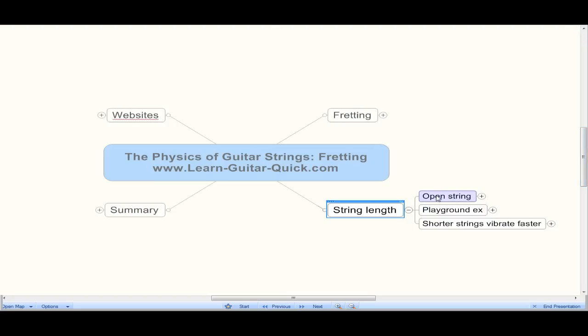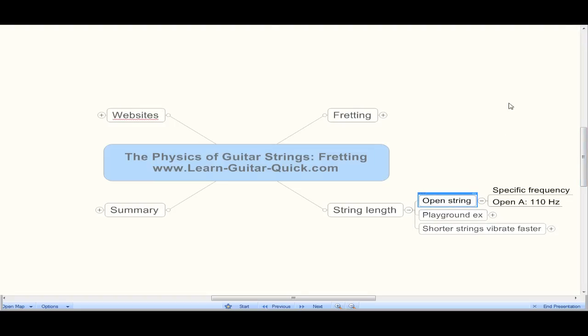An open string, when we pluck it, begins to move back and forth on its own. And as it swings back and forth, it has a specific frequency or rate that it likes to swing back and forth at. So for instance, if we take an open A and we pluck it, a properly tuned open A will swing back and forth 110 times each second, call that 110 hertz.